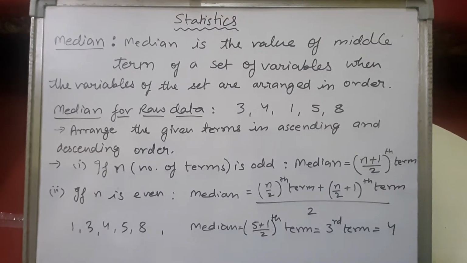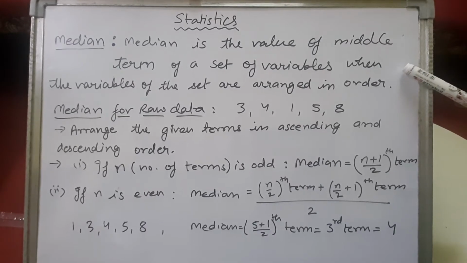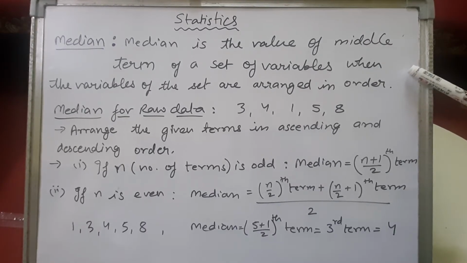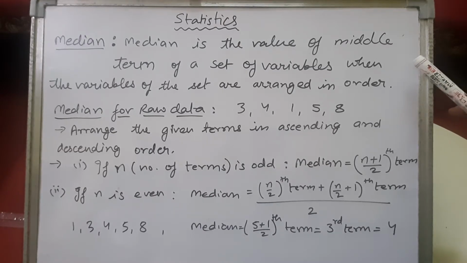Children, today in the topic statistics, we are going to study about the median. Now, what is the median? Median is the value of the middle term of the set of variables when the variables of the set are arranged in order. Order means either arranged in ascending order or descending order. So, median means the mid value of the given variables, right?